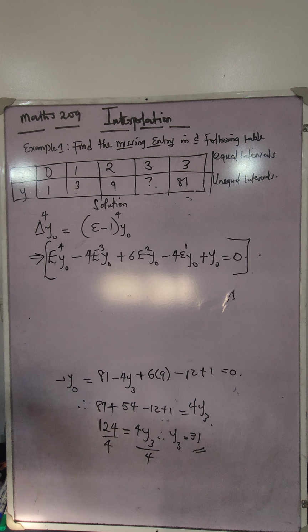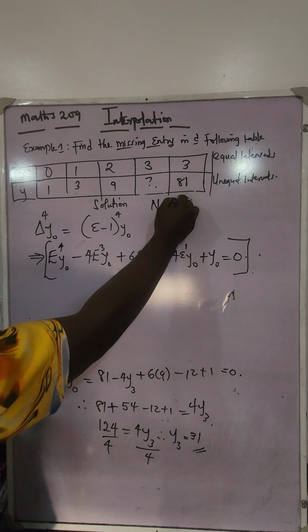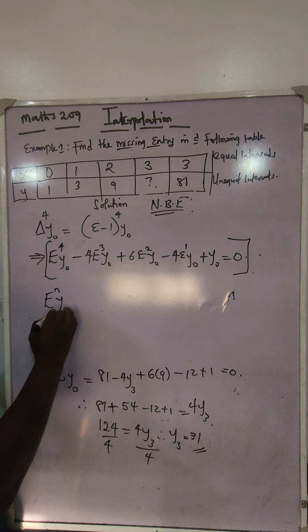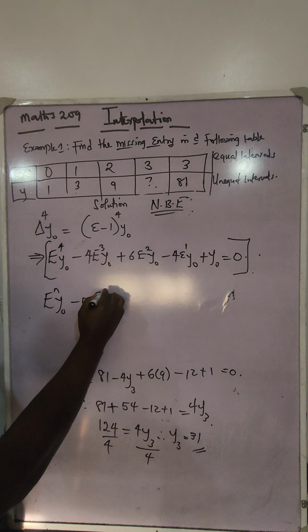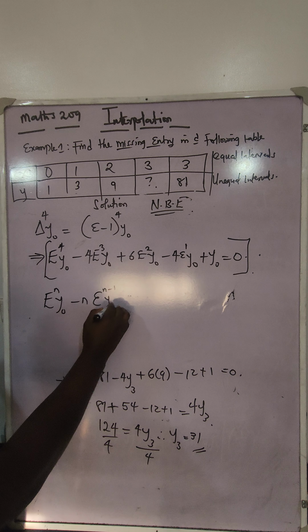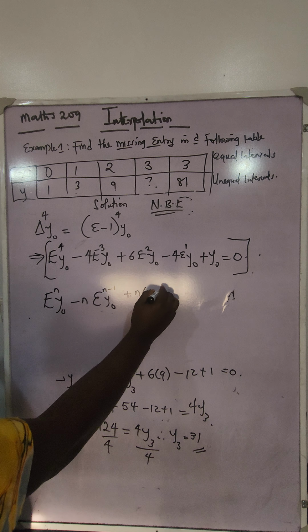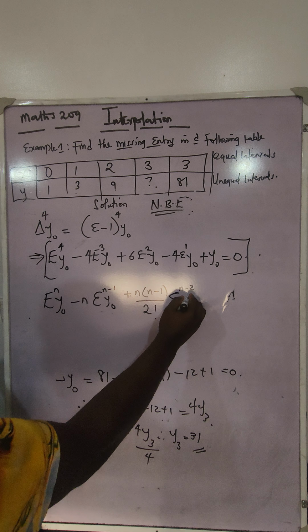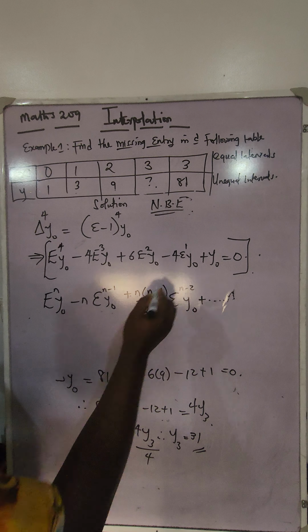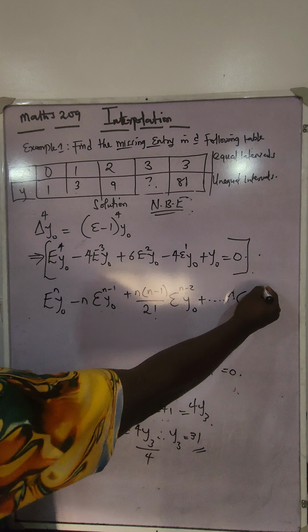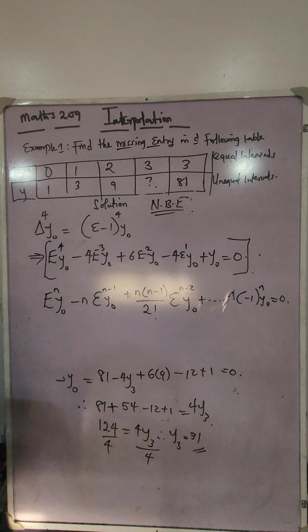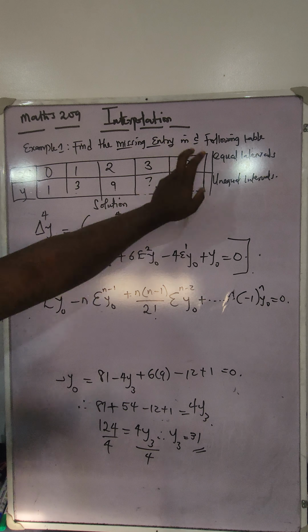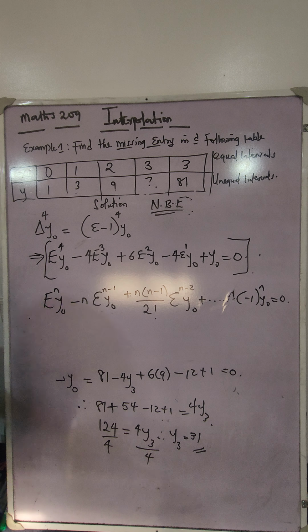Remember that the formula for the Newton binomial expansion is E to the power of n y naught minus n E to the power of n minus 1 y naught plus n(n minus 1) over 2 factorial E to the power of n minus 2 y naught, and so on, plus minus 1 to the power of n y naught equals 0. So what is this n we are talking about? The n is 4, because we are dealing with y naught, y1, y2, y3, y4. So the n we are talking about is 4.